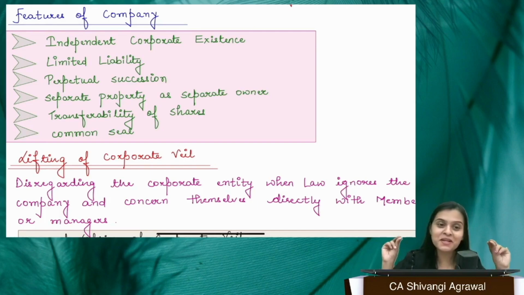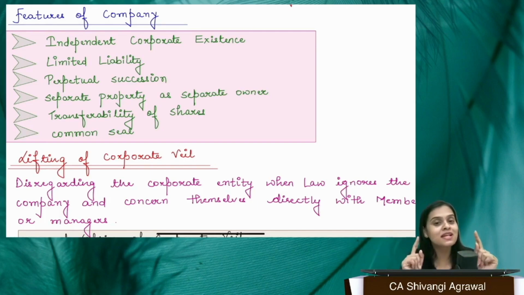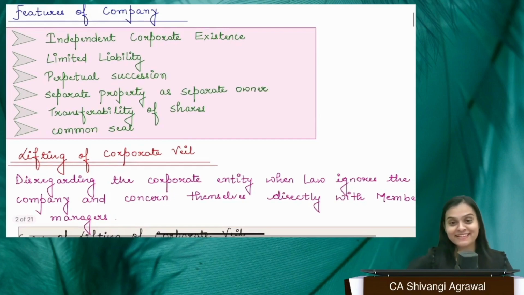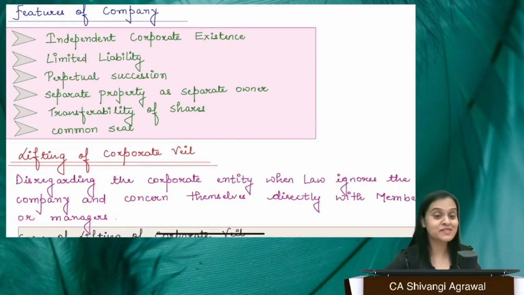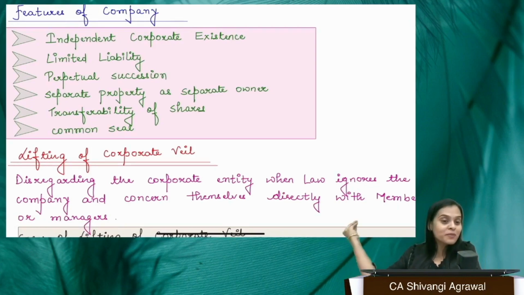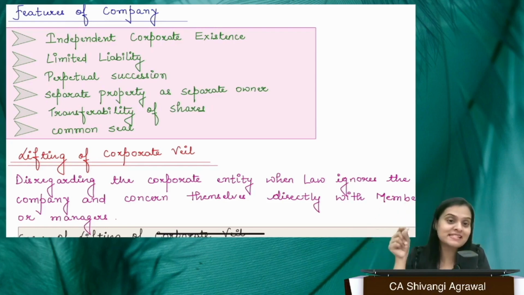Here comes the second most beautiful feature, which is limited liability. Now, mark my words, when I say limited liability, the liability of the company is always unlimited. But if a company is formed limited by shares or limited by guarantee, then the liability of the members of the company is limited.